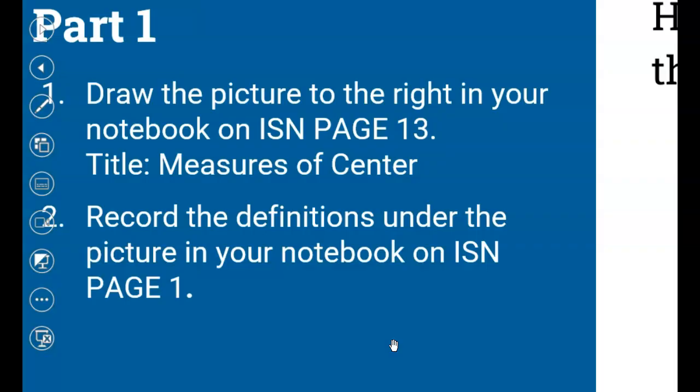What page is this? Here's the title. Page 13. We're going to summarize measures of center. Alright, this is the title, measures of center. We're going to record some definitions, okay, but we got to draw a picture first. So, draw your title. We're doing a picture and 2 definitions on page 13. So, leave space for all 3 of those, okay?